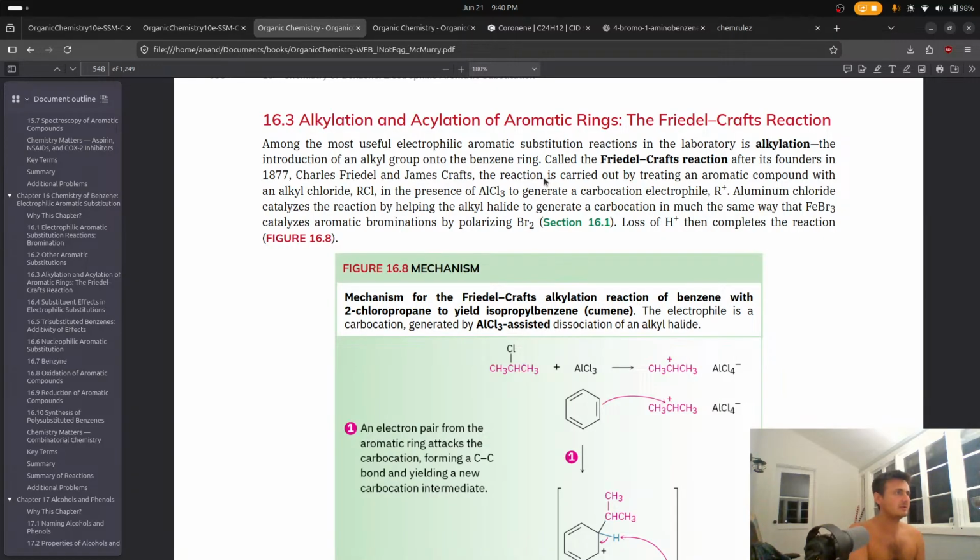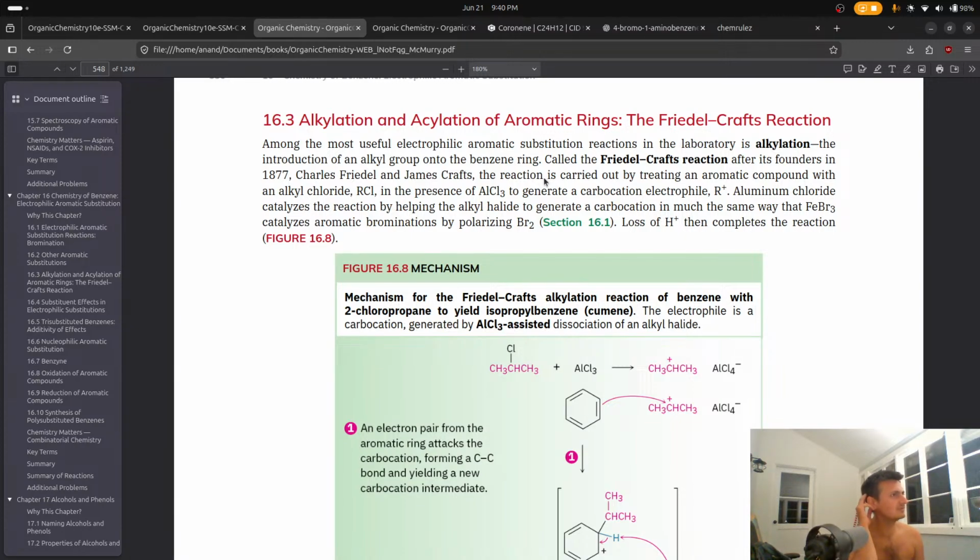16.3 Alkylation and acylation of aromatic rings. The Friedel-Crafts reaction. Among the most useful electrophilic aromatic substitution reactions in the laboratory is alkylation, the introduction of an alkyl group onto the benzene ring. The Friedel-Crafts reaction, after its founders, is carried out by treating an aromatic compound with an alkyl chloride, RCl, in the presence of aluminum trichloride.